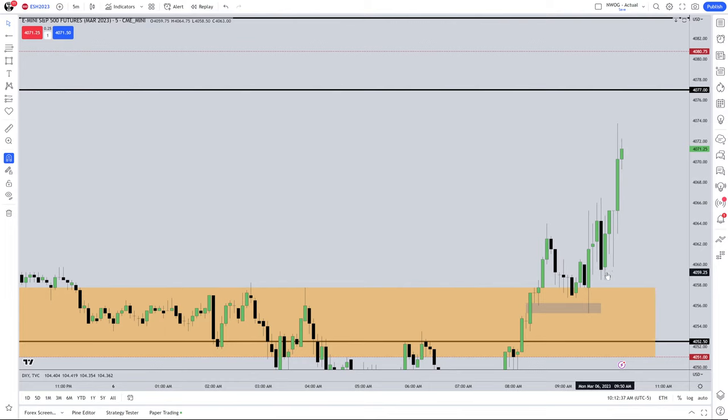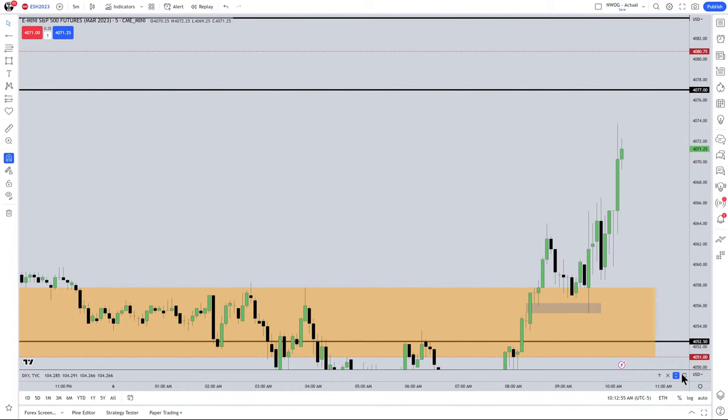Does this support price? The mean threshold, which is the midpoint of that down close candle, is price being supported in that level there? I don't need to draw anything. You visually see it. Yes, it does. At the same time, we were looking for what in the dollar index?